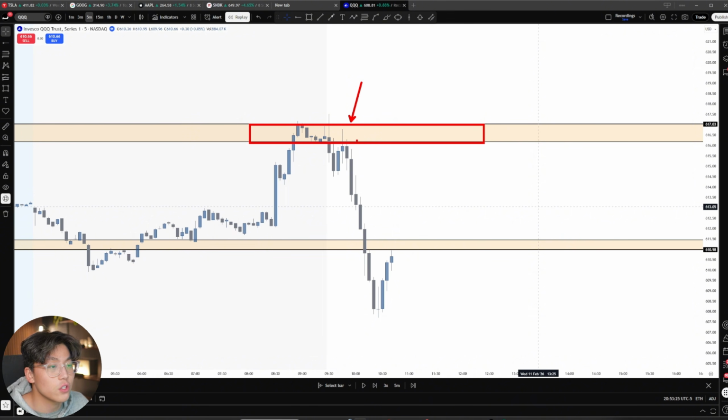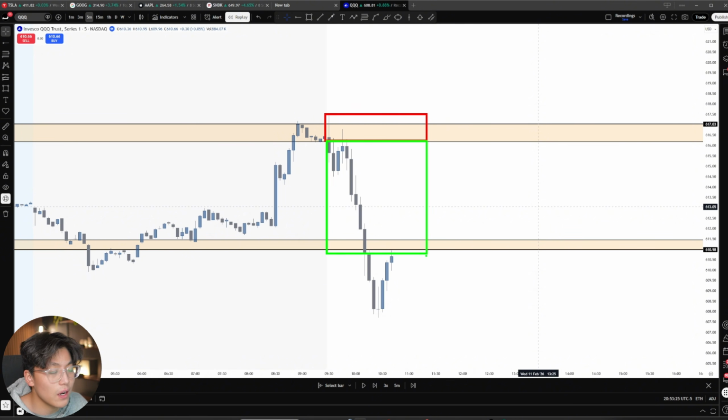If you wanted to look short, you could have been looking for a short, risking above your previous day highs and looking for a reversal all the way back down towards our previous day lows. You can see the risk reward here would have been very nice. You're risking a very minimal amount and looking for a potential 3 to 4 hour setup.